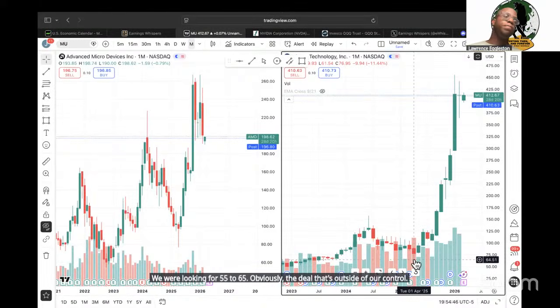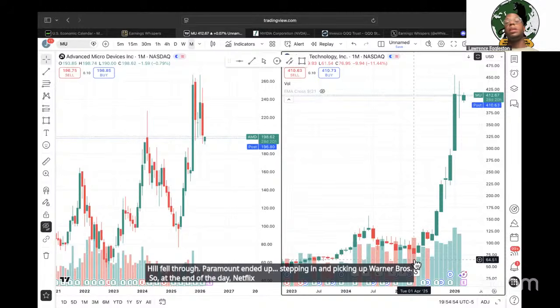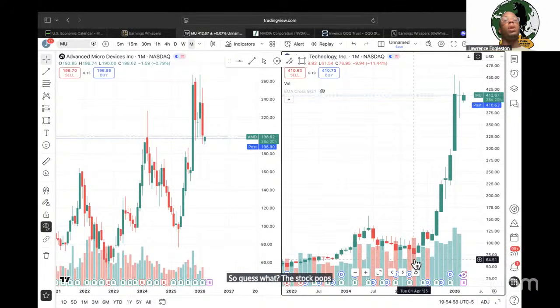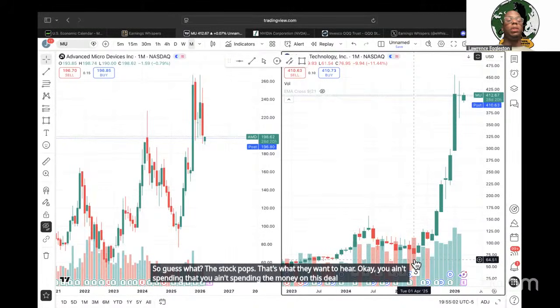Obviously, the deal, that's outside of our control. Deal fell through. Paramount ended up stepping in and picking up Warner Brothers. So at the end of the day, Netflix is not going to be spending that paper. So guess what? The stock pops. That's what they want to hear. Okay, you ain't spending the money on this deal. Cool. Profits, more profits to investors. That was music to an investor's ear. That's why the stock popped.